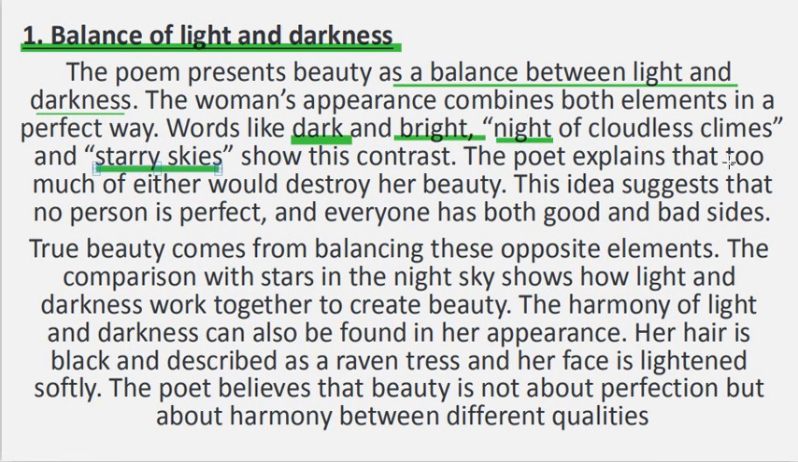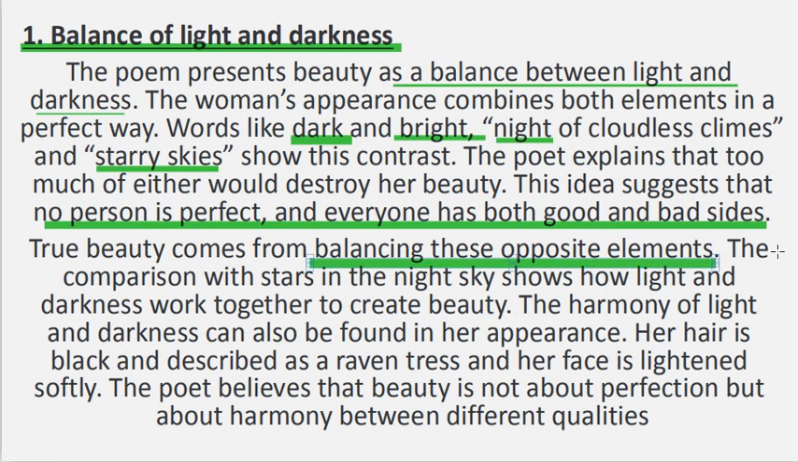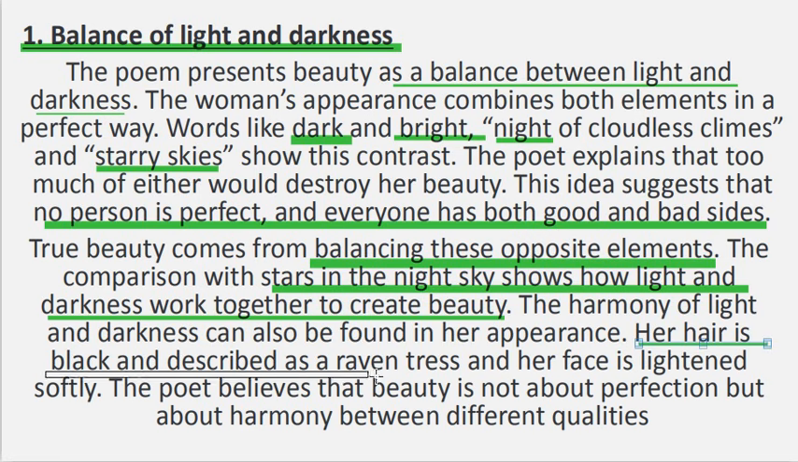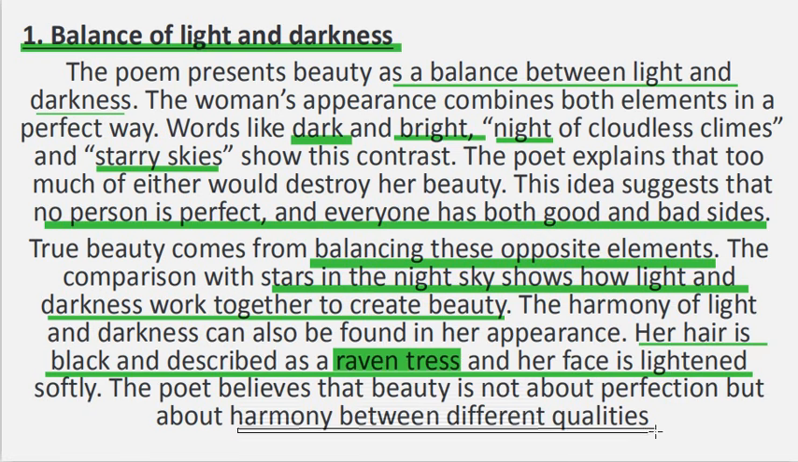The poet explains that too much of either would destroy her beauty. This idea suggests that no person is perfect and everyone has both good and bad sides. True beauty comes from balancing these opposite elements. The comparison with stars in the night sky shows how light and darkness work together to create beauty. The harmony of light and darkness can also be found in her appearance. Her hair is black and described as a raven tress, and her face is lightened softly. The poet believes that beauty is not about perfection, but about harmony between different qualities.